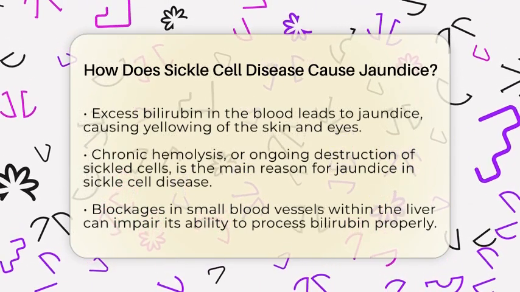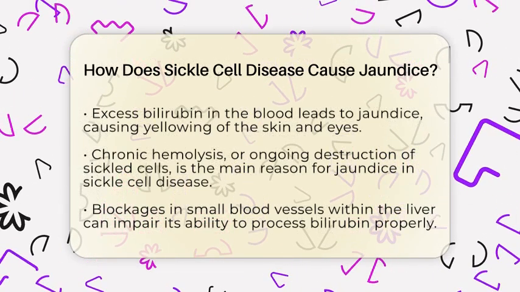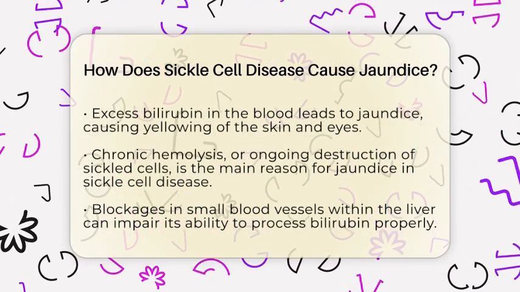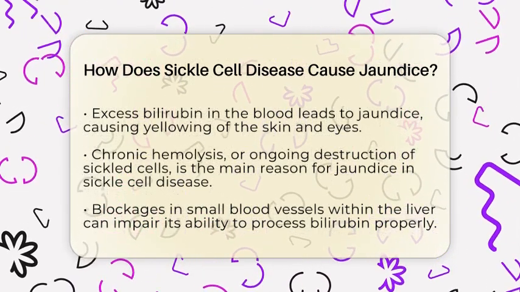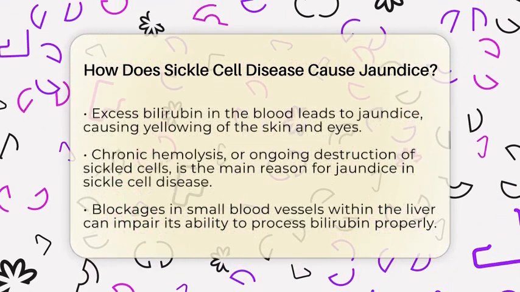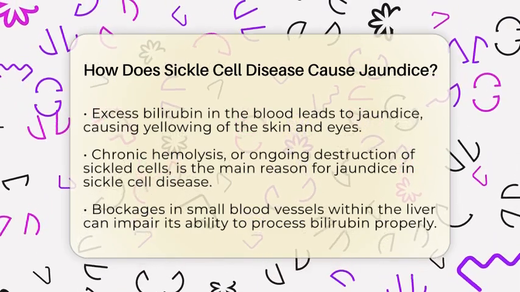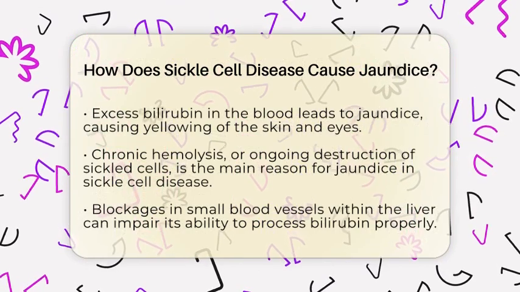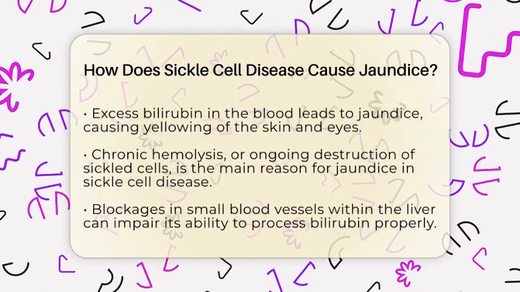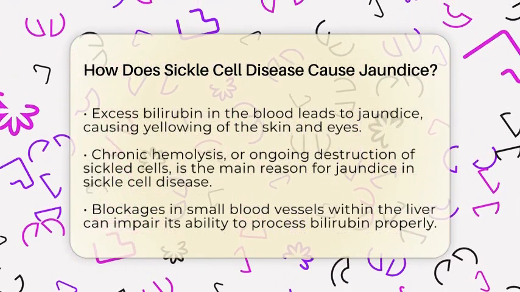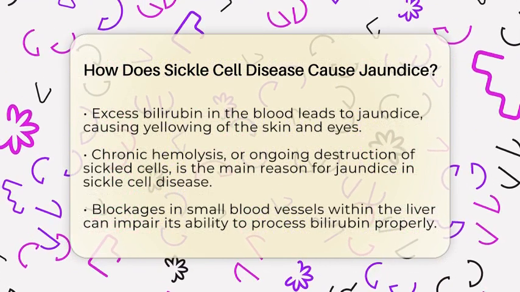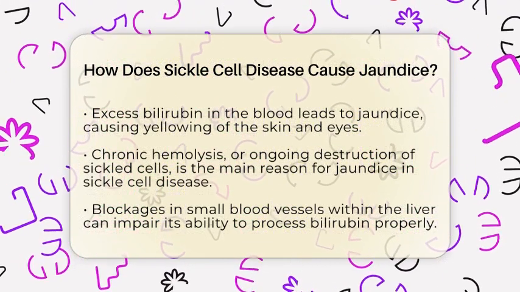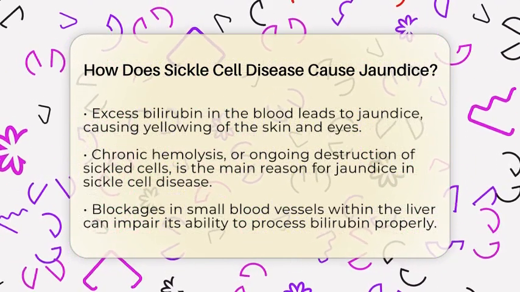In addition, sickled cells can block small blood vessels within the liver, causing blood flow issues and oxygen deprivation to liver tissue. This damage can impair the liver's ability to process bilirubin properly, leading to a buildup of both conjugated and unconjugated bilirubin. This process, sometimes called intrahepatic sickling, can cause liver injury and contribute further to jaundice.